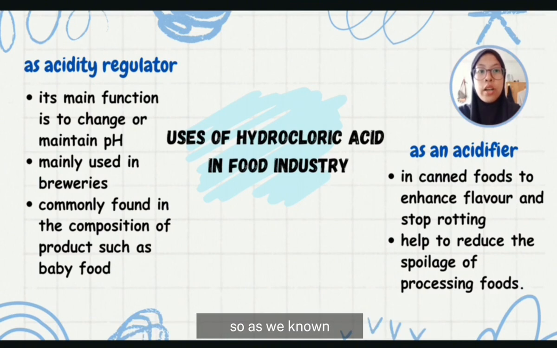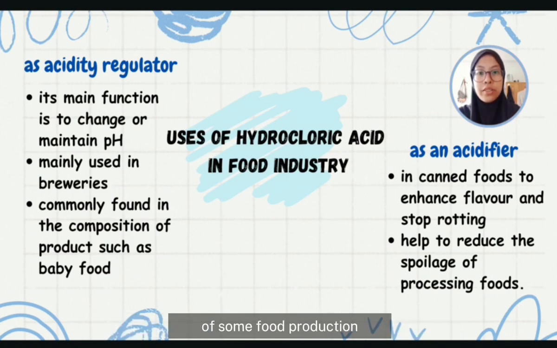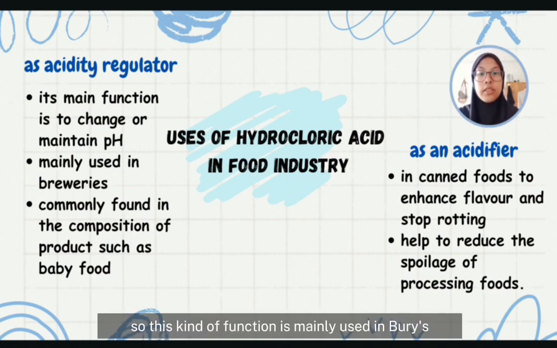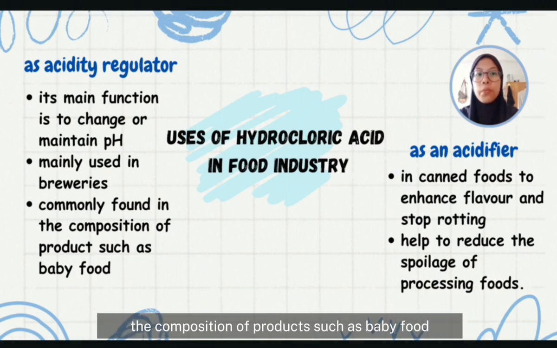As we know, hydrochloric acid's main function is to change or maintain the pH of some food production. This kind of function is mainly used in breweries, which are beer factories, and it's commonly found in the composition of products such as baby food.